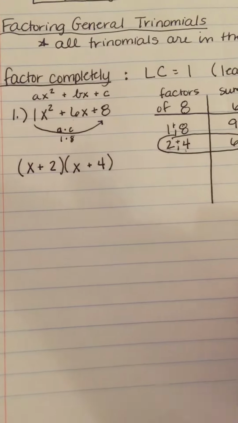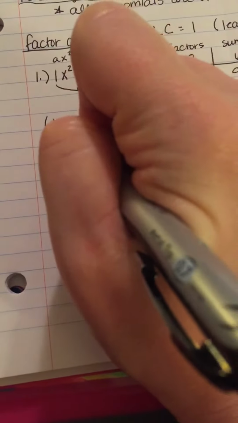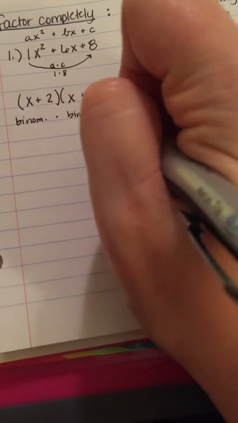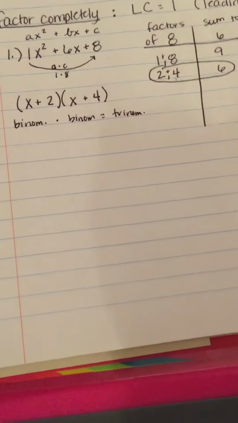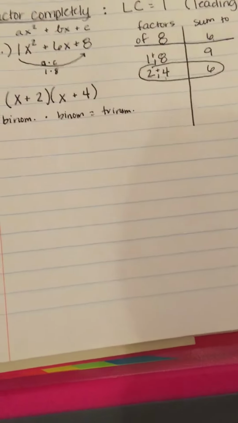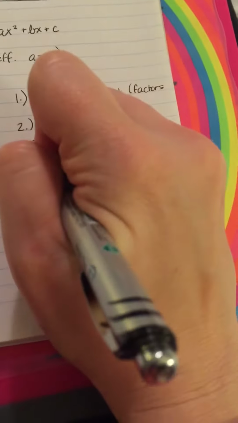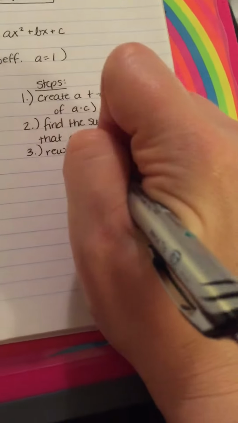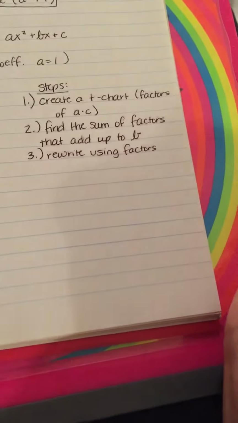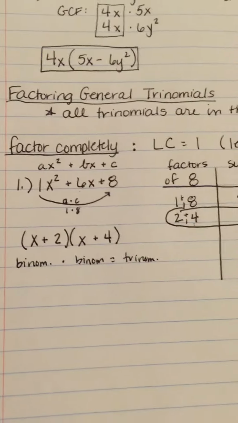Okay? Because, again, remember, a binomial times a binomial gives me a trinomial. Okay? So now I've got to see if I'm right. In step 3, what I did was I rewrote my problem using my factors. So when I rewrote it using my factors, that's where I got that x plus 2 and x plus 4 from.